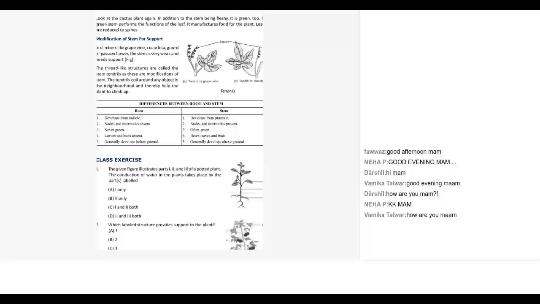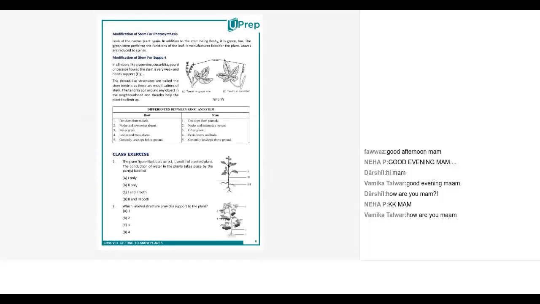Leaves and, ma'am, it's kind of blurry for me. I can't see it. Leaves and buds are also absent. Leaves and buds. Is it better now? No, ma'am. It's still blurry. Okay. So leaves and buds are also absent and generally develops below the ground.